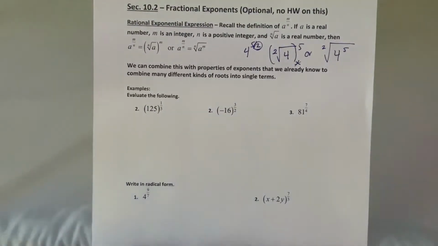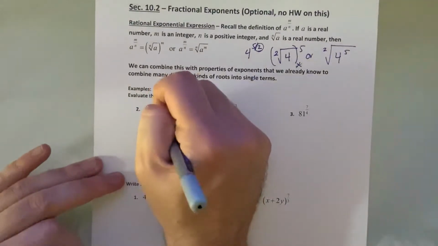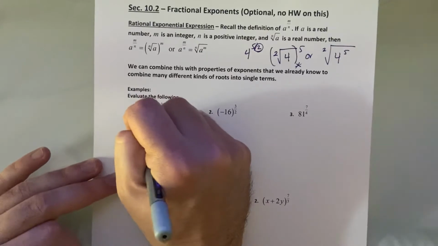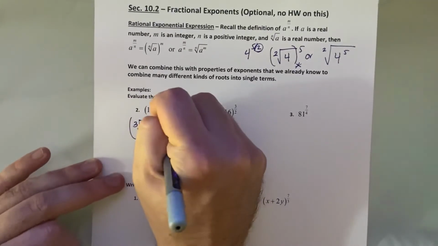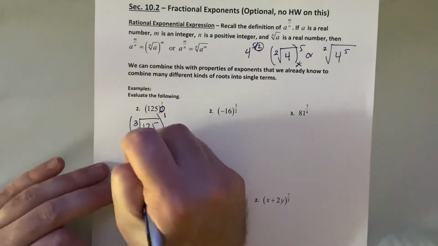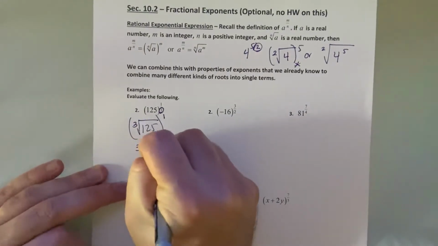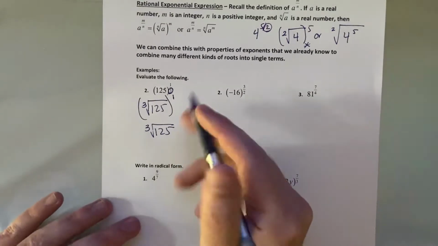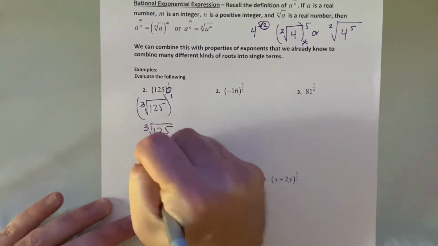So 125 to the 1/3 power. Again, this denominator, third power, means it is a cube root of 125. The numerator of 1 means raised to the first power, but anything raised to the first power is just itself. So this is just the cube root of 125. When you have a number raised to a fractional power where it's 1 over something, that's just the basic nth root, whatever that denominator is, of that thing. Now the number times itself 3 times that's 125 is 5.